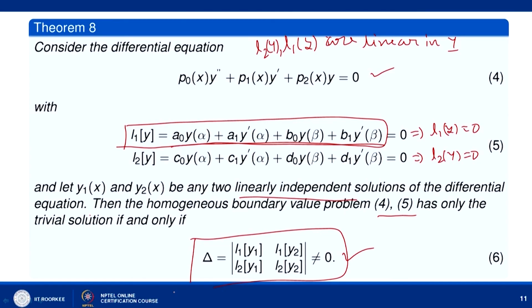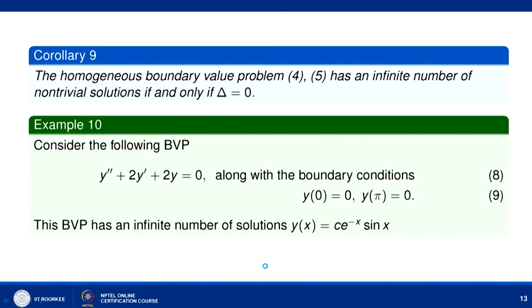So, that is one. If delta is 0, then we may have more than one solution. In fact, we may have infinitely many solutions. That is the content of this corollary: the homogeneous boundary value problem has an infinite number of non-trivial solutions if and only if delta is equal to 0. We have just taken the halfway; you have to prove the remaining part. So, if that quantity delta is 0, then we have infinitely many solutions. If delta is non-zero, then we have only the trivial solution, but it will always have a solution.